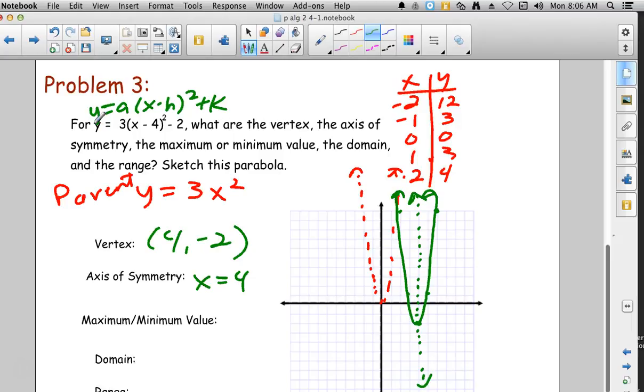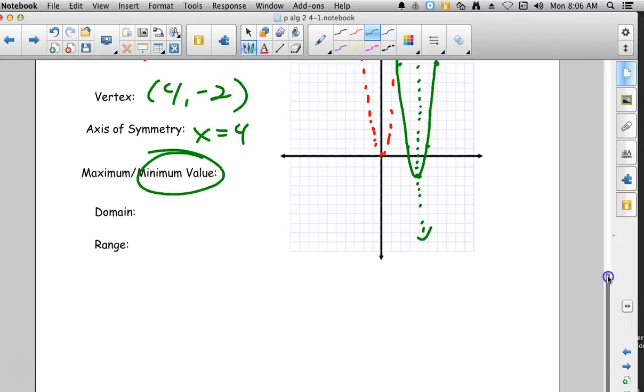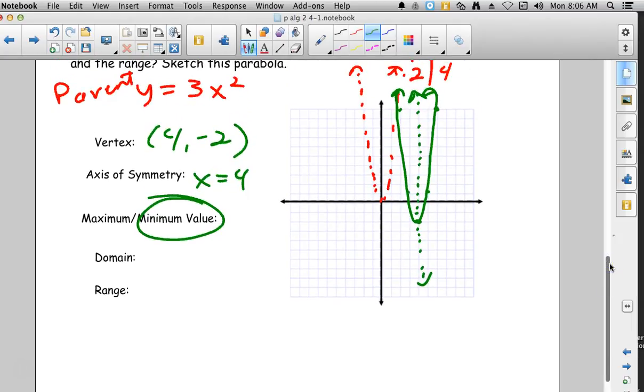Does this one have a max or a min? Min? And what is that min? Okay, now here's what I need to let you know. There are two teachers in the department that always have their students write maximum and minimum the same way, and they take off points if you don't write it that way. So one of the things I want to do, in case you have a new teacher next semester, which is quite possible because there's three of us, I want to teach you how they like to have this written. So they're going to have you write minimum of negative 2 at x equals 4.